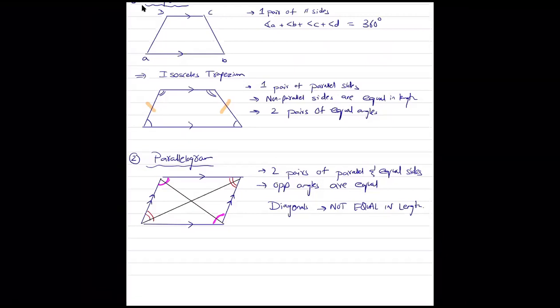But these diagonals do bisect each other and they share a common midpoint. So, अगर ये पैरेललोग्राम है A B C D, तो जो डायगोनल AC है और डायगोनल BD है वो एक दूसरे को बाइसेक्ट करेगा, which means that अगर AC की लेंथ थी 10 तो ये 5 और 5 हो जाएगी. अगर BD की लेंथ थी 12 तो ये बाइसेक्ट होके 6 और 6 हो जाएगी. This is what bisecting means.